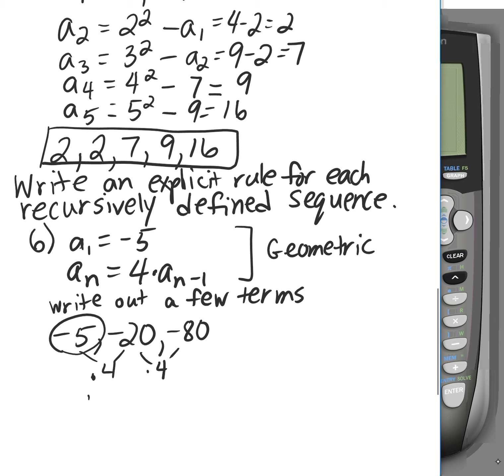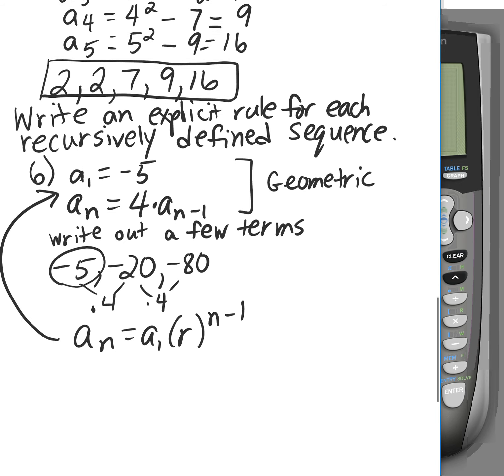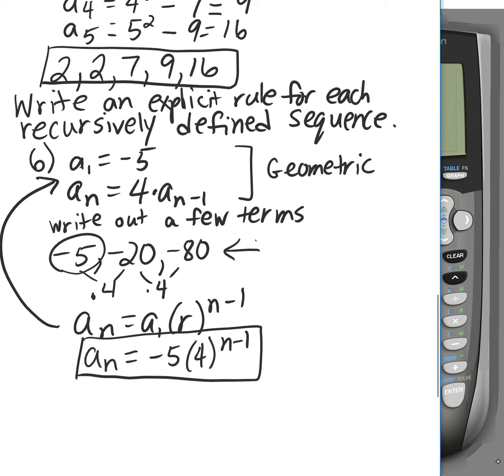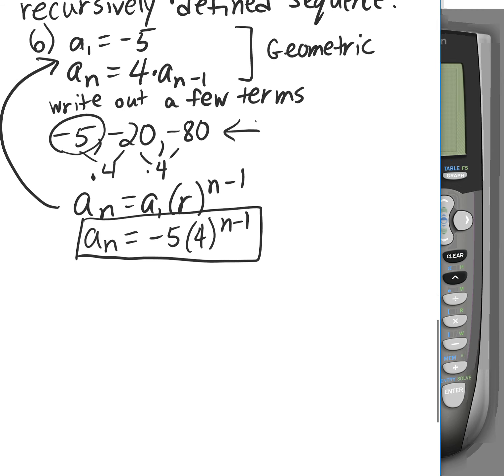Remember, for the explicit rule, we're just changing it over into a1 times r to the n minus 1. You really have all that information up here, but if you write out the sequence, it might help you see a little bit better what you're doing. So it'll be negative 5 times 4 to the n minus 1. And if you do that a few times, you might be able to skip this step right here after a little while. And then we have our arithmetic sequence.